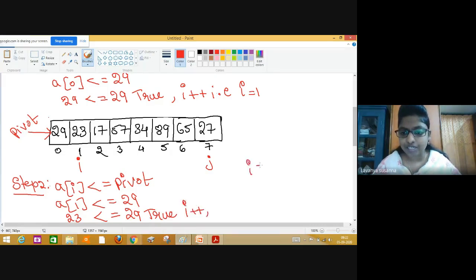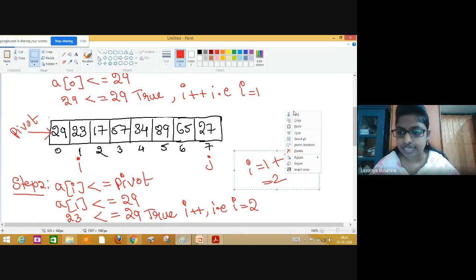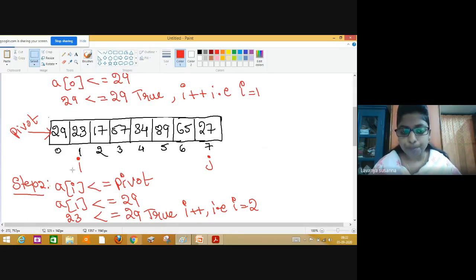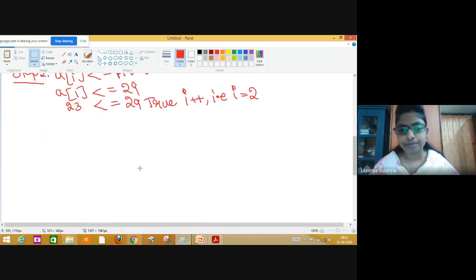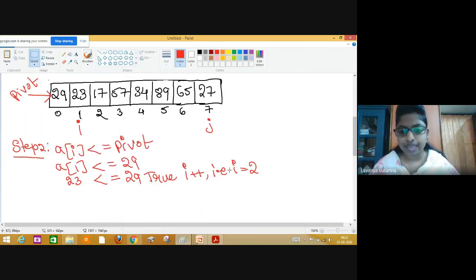Initially, I equal to 1, right? I plus plus means you need to add plus 1. That equal to 2. I equal to 2. Now, I is pointing to second index. Again, repeat the process. Step 3. You need to repeat this step 1 process until I is stopped incrementing. Do it. I equal to 2. Now I is pointing to 2.